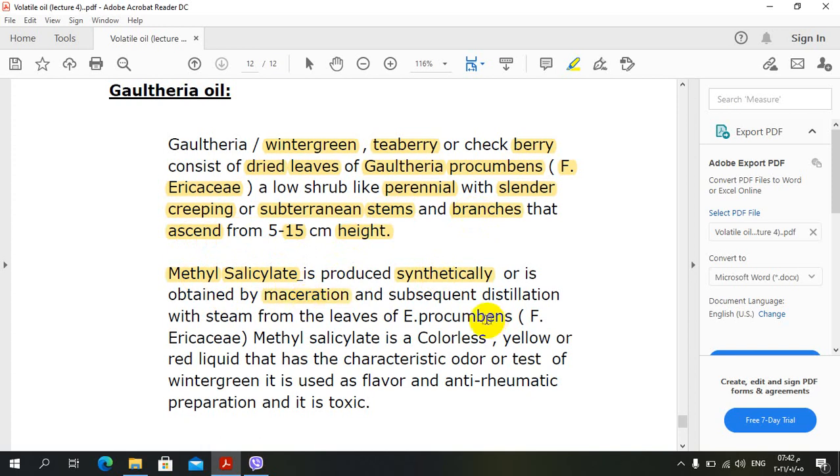Methyl salicylate is produced synthetically or is obtained by maceration and subsequent distillation with steam from the leaves of G. procumbens, family Ericaceae. Methyl salicylate is a colorless, yellow or red liquid that has the characteristic odor and taste of wintergreen. It is used as a flavor and in anti-aromatic preparations, and it is toxic, so it is normally not used internally.